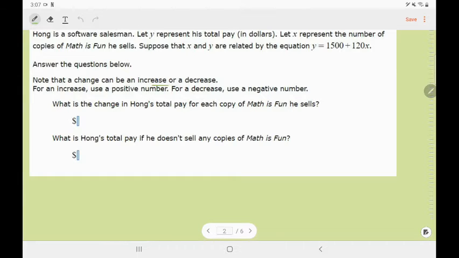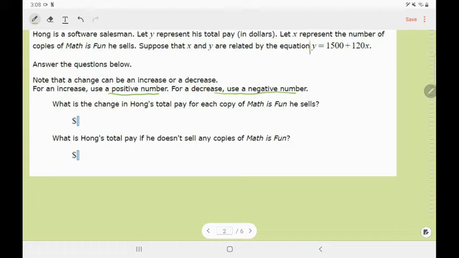Notice that if a change is increasing or decreasing, that's going to give me a different coefficient. So if it's increasing, it's positive. If it's decreasing, it's negative. All right, the first question asks, what is the change in Hong's total pay for each copy of Math is Fun that he sells?